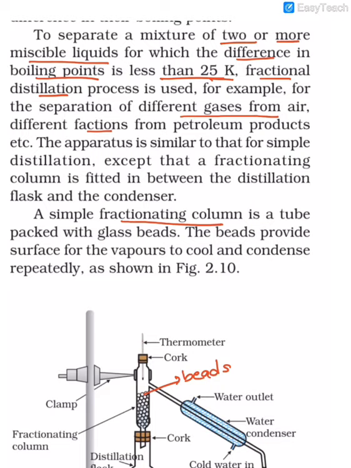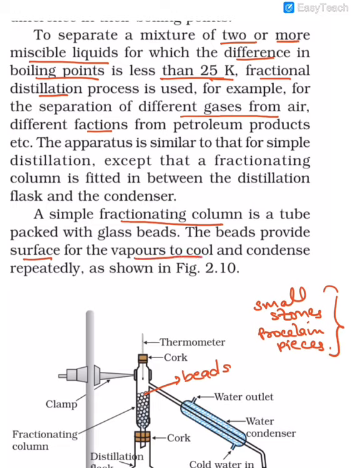Now why do we pack it with glass beads? Instead of beads, you can also use small stones or small porcelain pieces. Now why do we use this? What does this column do? These beads provide a surface for the vapors to cool. So when the vapors pass through these beads, they will cool down and condense repeatedly. The vapors will cool down and condense into liquid form.